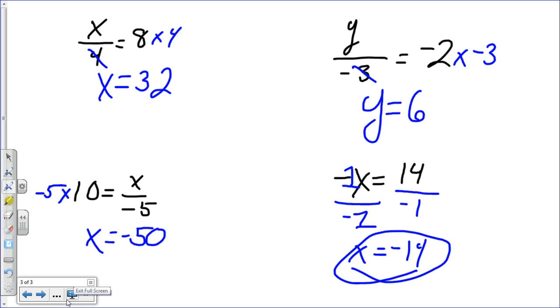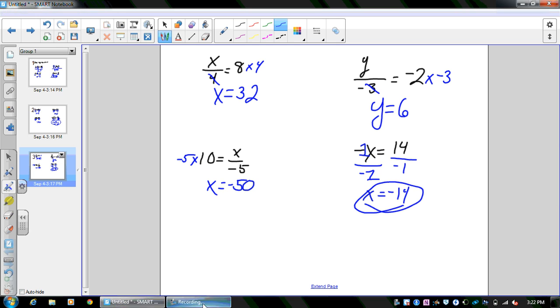So there's our going through and solving one-step equations. Do the opposite to get it to the opposite side.